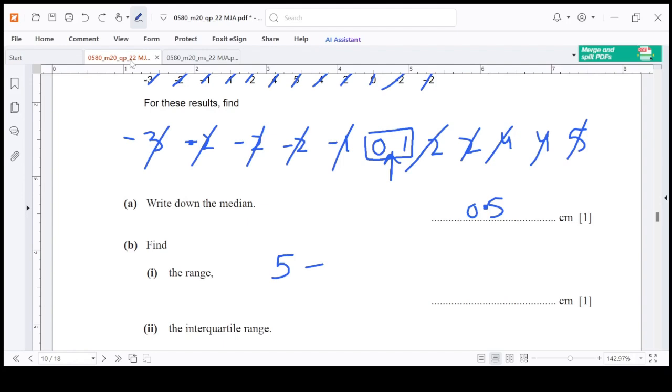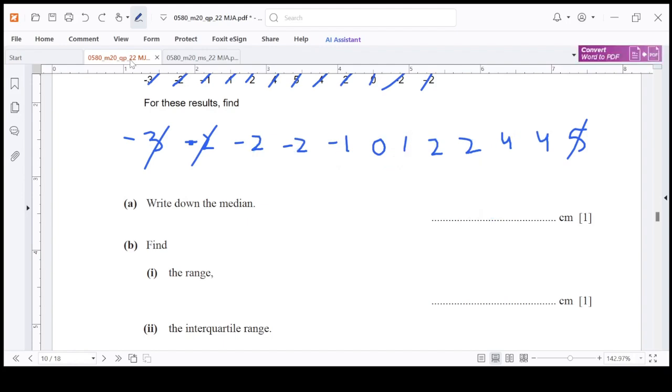Let me clear this. Okay, now how do we find the upper and lower quartile? Okay, we already have the median. Median is a value over here, right? It was 1.5. It was, sorry, 0.5. It was between 0 and 1. So now we have broken the data into two parts, the lower part and the upper part. Now you have to find the lower quartile and the upper quartile.